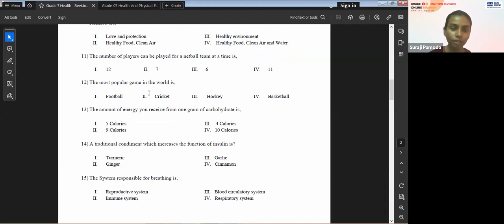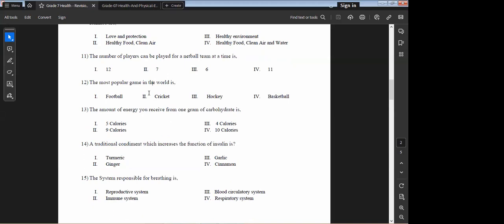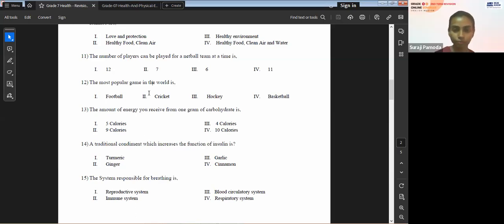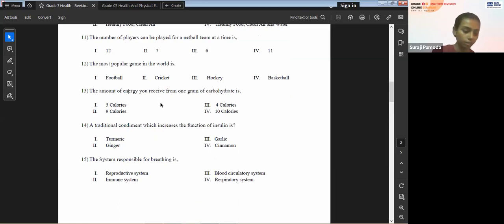Okay, right. The next question is the most popular game in the world. What is it? Football, yes, right? It is considered as the most popular game in the world, right? It's a small question, right? 12th, right? Then 13th, the amount of energy you receive from 1 gram of carbohydrate.